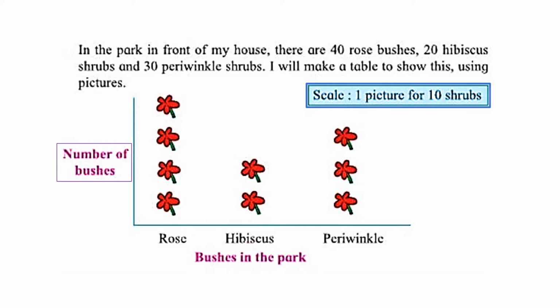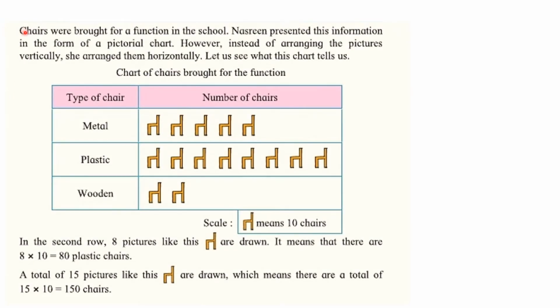Now let us solve some examples. Chairs were brought for a function in the school. Nasrin presented this information in the form of a pictorial chart. However, instead of arranging the pictures vertically, she arranged them horizontally. Let us see what this chart tells us.